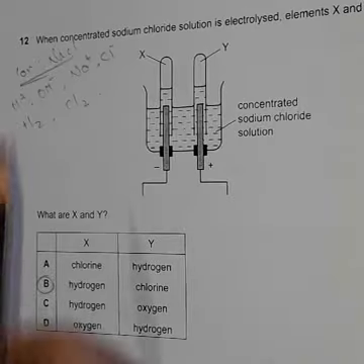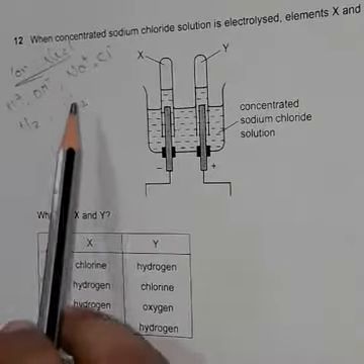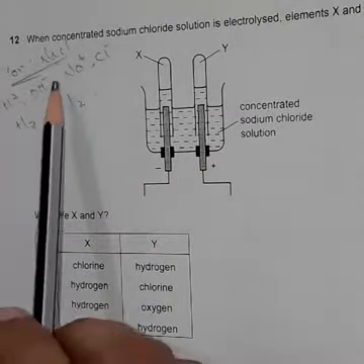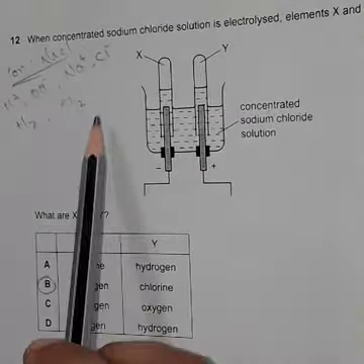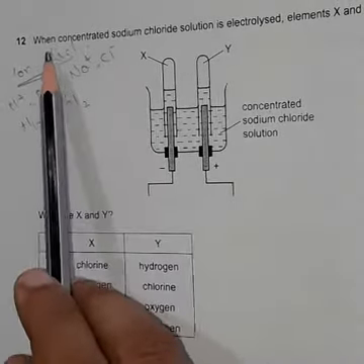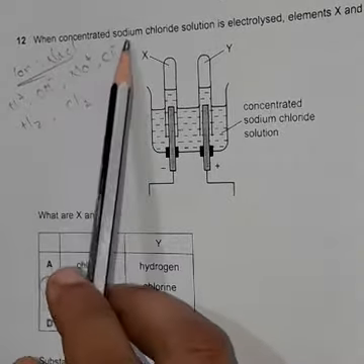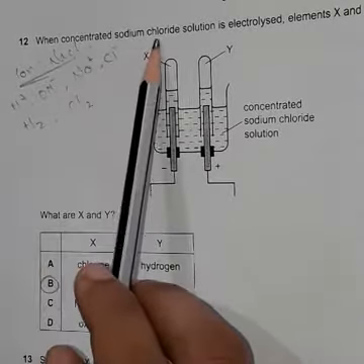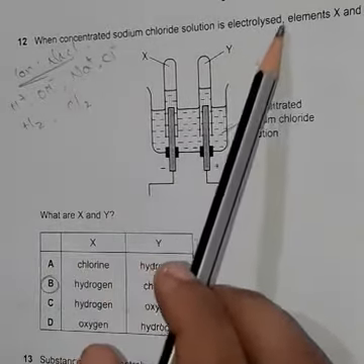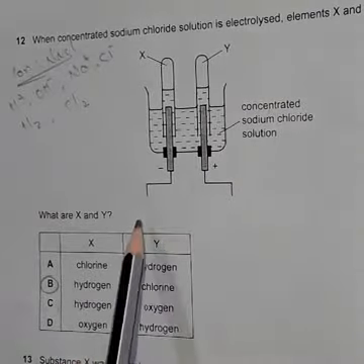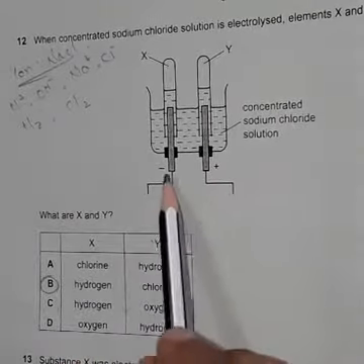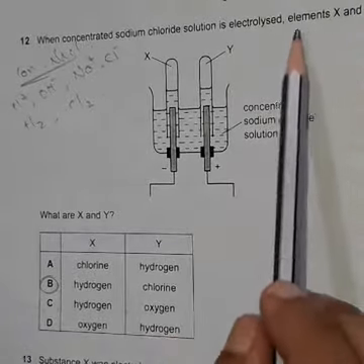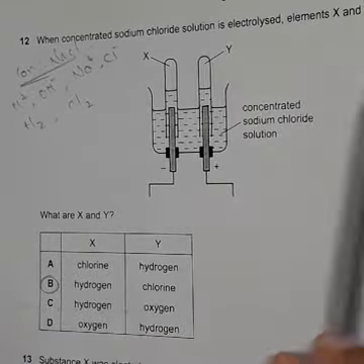Look here, question number 12. This question is related to electrolysis again. This question is asking about the electrolysis of concentrated sodium chloride. Here this diagram is given. Here negative electrode, positive electrode, and here X and Y are formed.